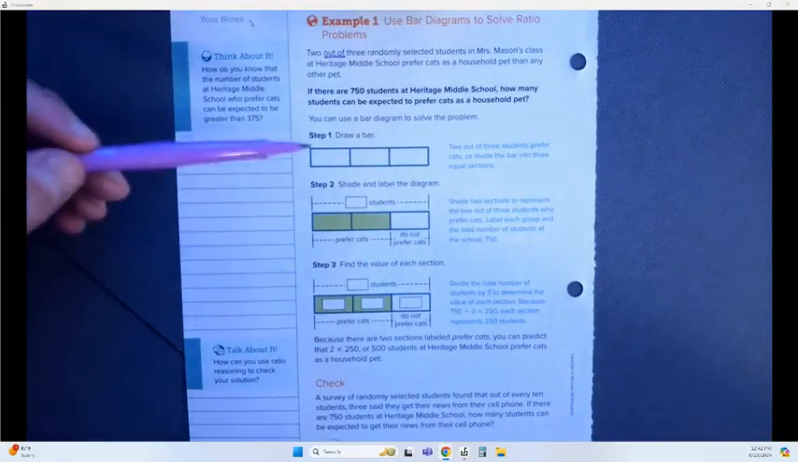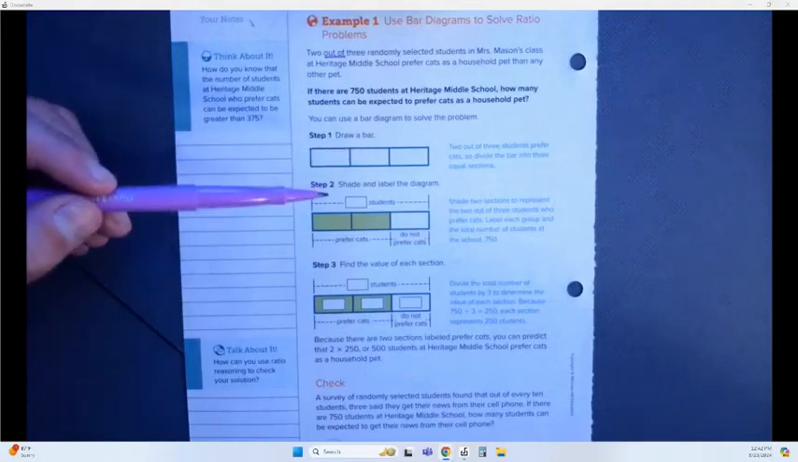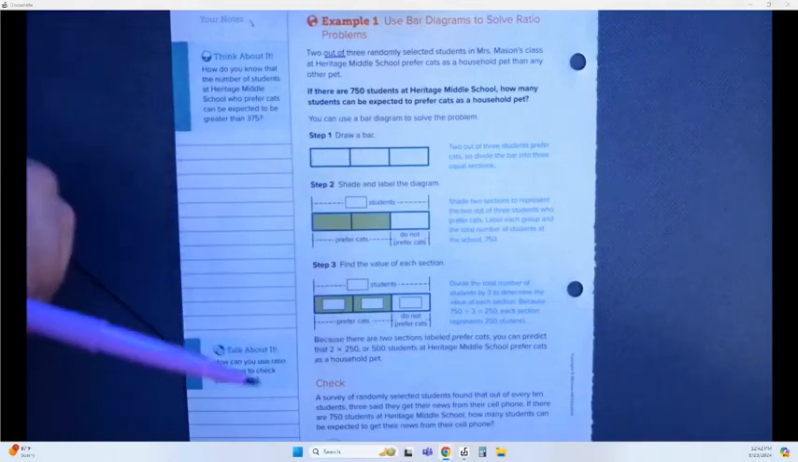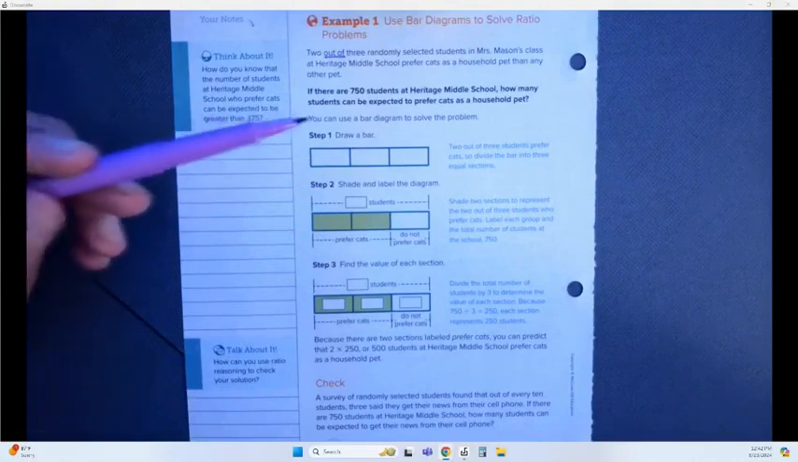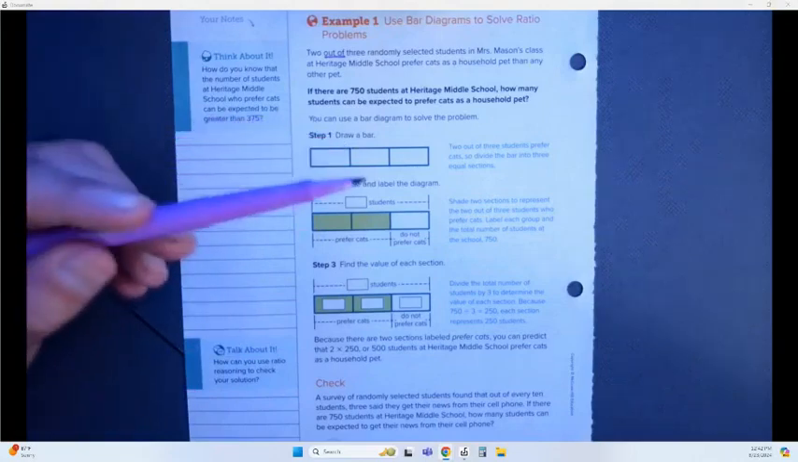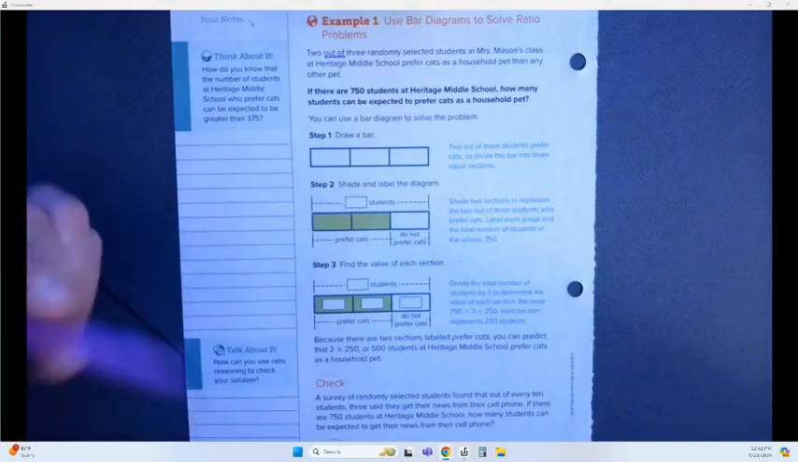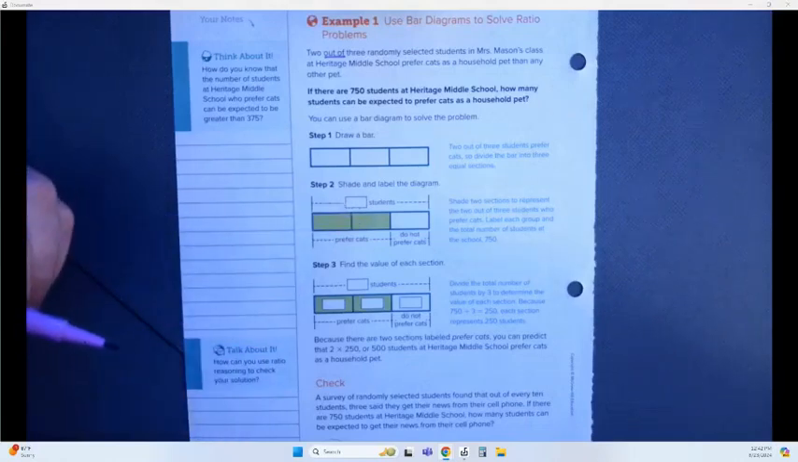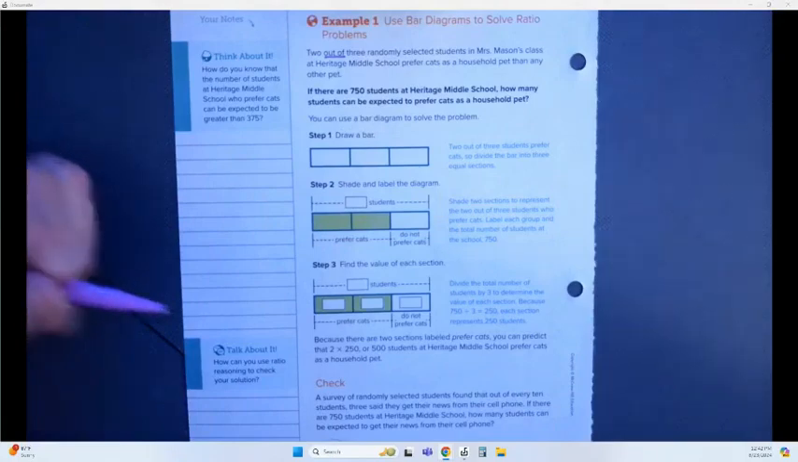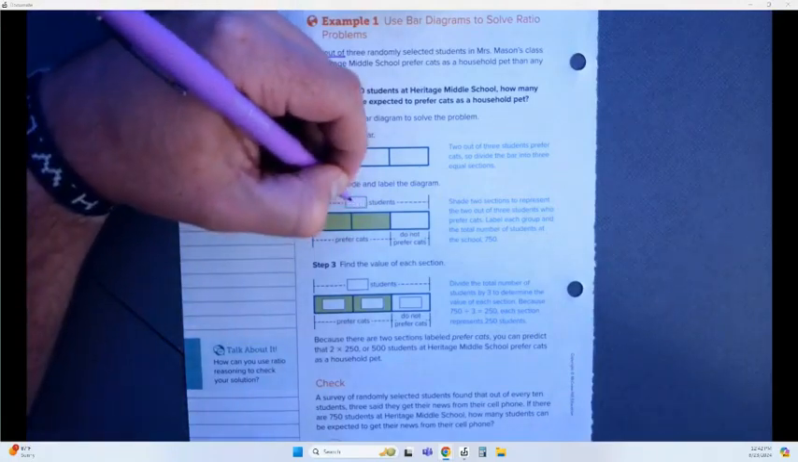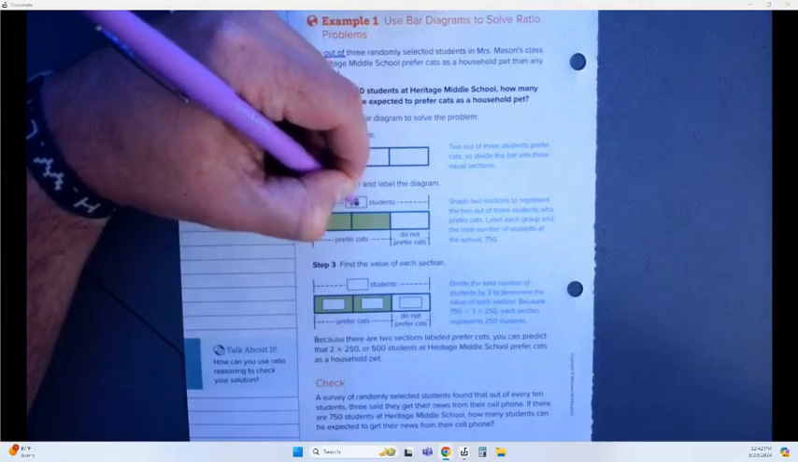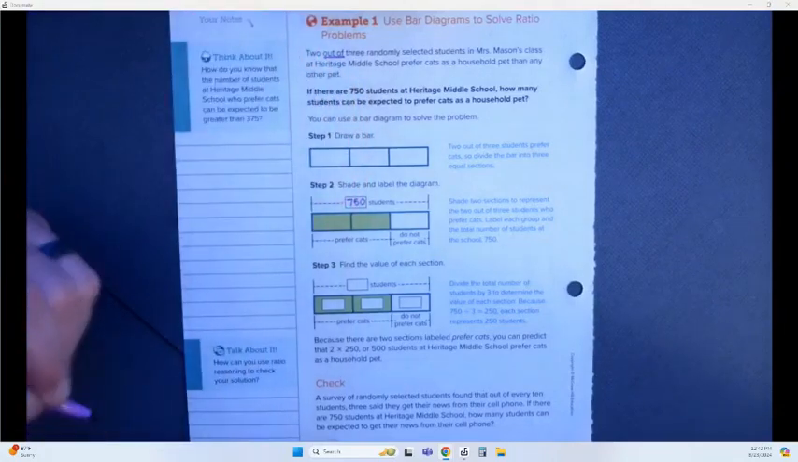So now that we've got it cut into 3 sections, we're going to determine how much each section is worth. And they told us if there are 750 students at Heritage Middle School, how many students can be expected to prefer cats as a household pet? So we're looking at 750 students as a whole. So my bar altogether represents 750.